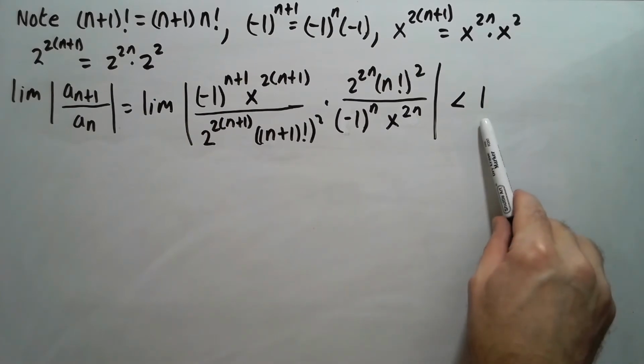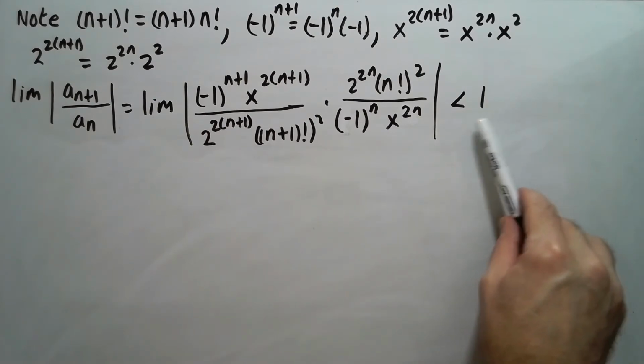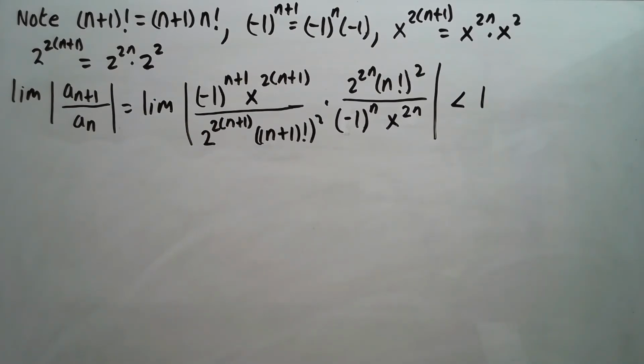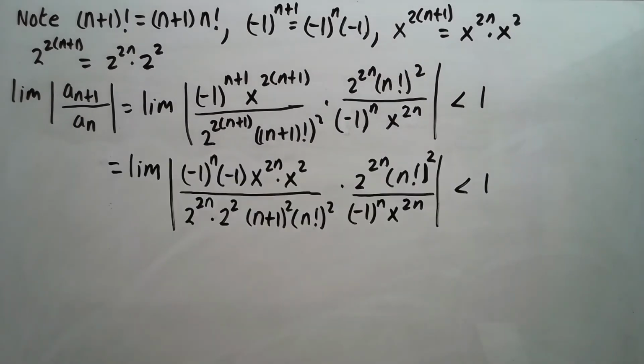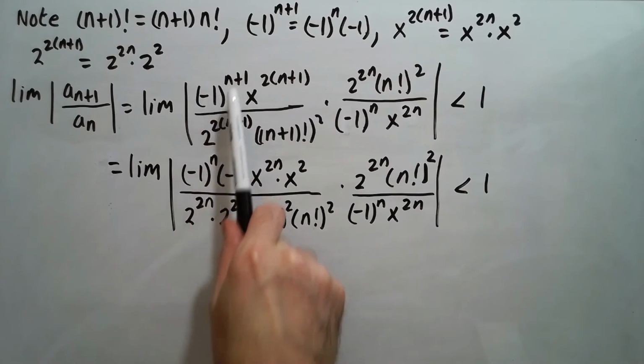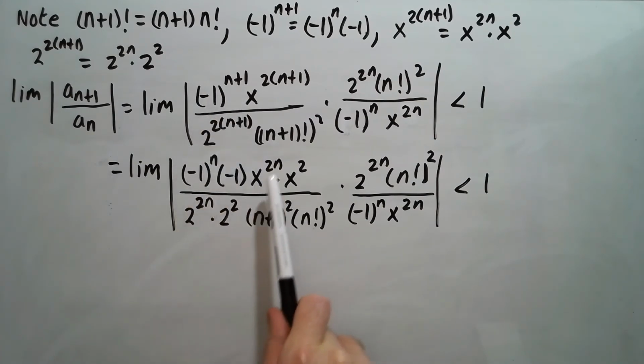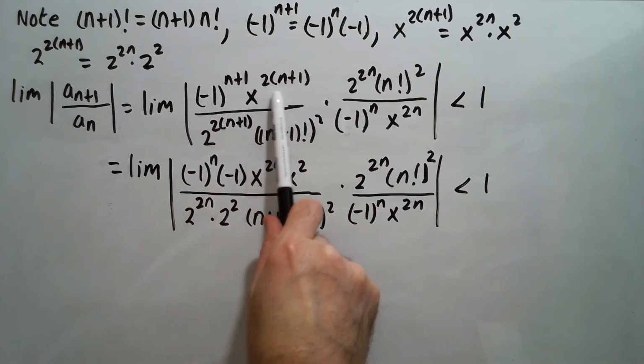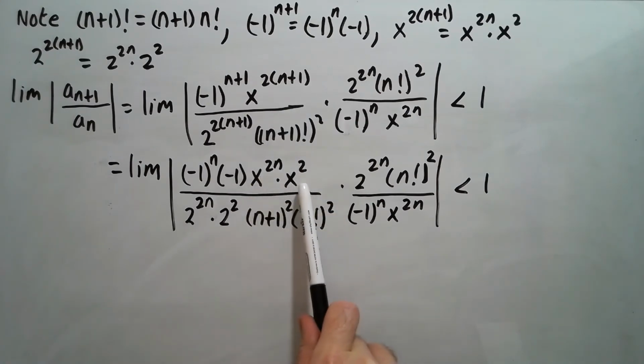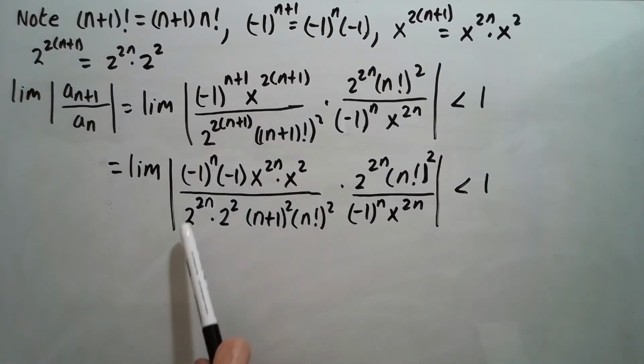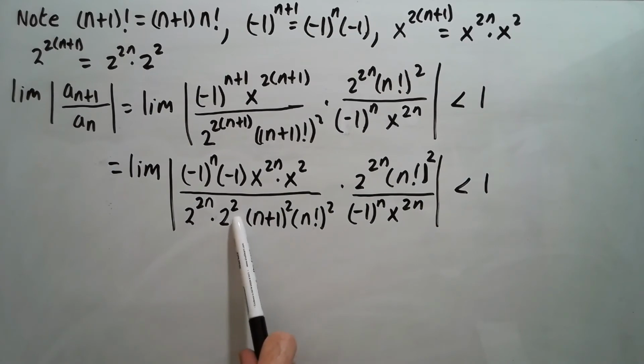I'm going to make those substitutions now over here and then simplify this. We want this to be less than 1, so it converges by the ratio test, and we'll then find the interval of convergence. So in place of minus 1 to the n plus 1, I wrote minus 1 to the n times minus 1. In place of x to the 2n plus 1, I wrote x to the 2n times x squared. Down here, I wrote 2 to the 2n times 2 squared.